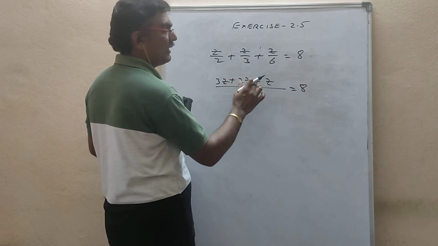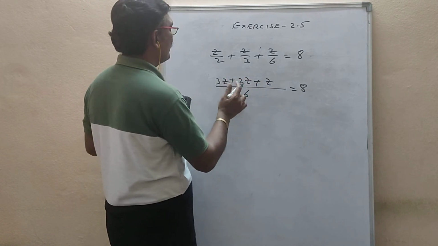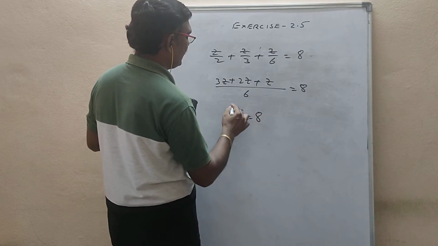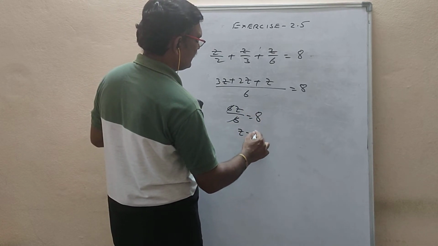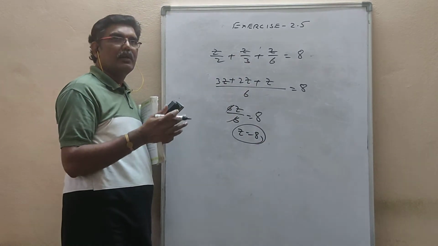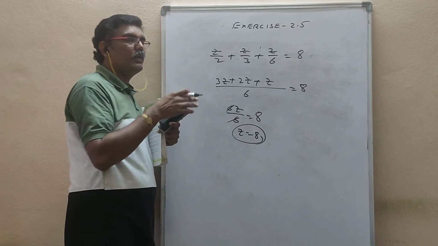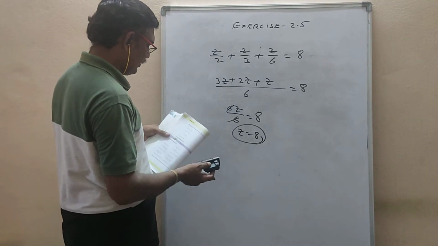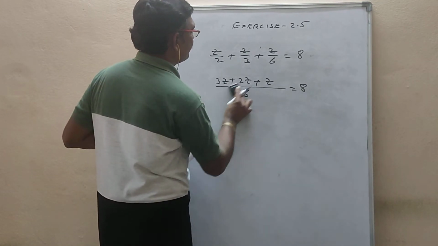3Z, 2Z, Z, all are like terms. You can add. You are getting 6Z by 6 is equal to 8. Cancel 6 and 6, Z is equal to 8. So it is the same as before. There you took Z as common, here you did not take Z as common. Okay, next we will go with another problem.